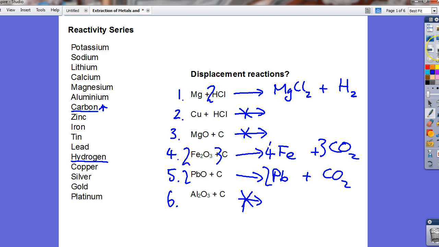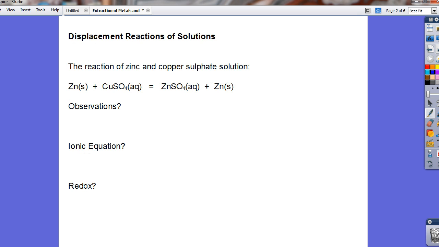Now, if we just scroll forward, just a slight technical hitch on the computer, to looking at displacement reactions and how these reactions work if we were doing these with solutions. Now, let's have a look at zinc and copper sulfate solution. Zinc, a grey, shiny metal, and copper sulfate, a blue solution.